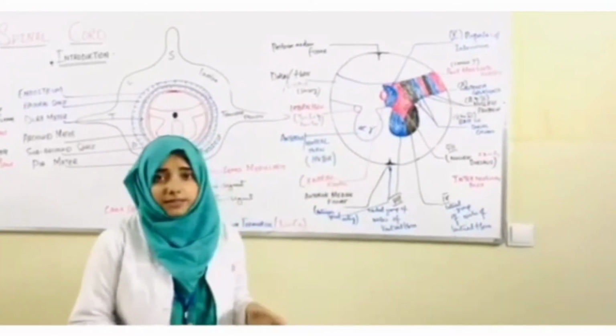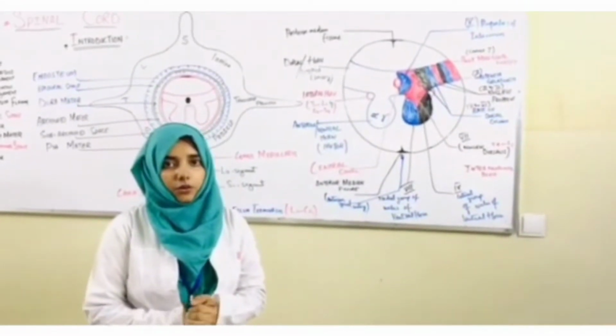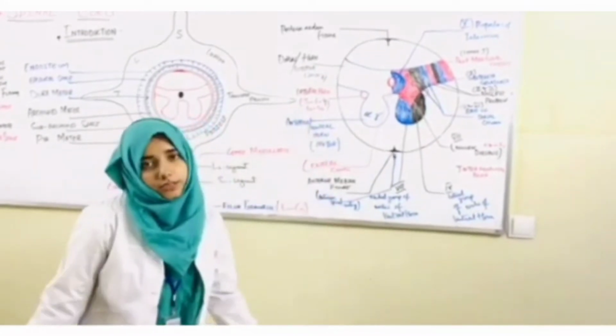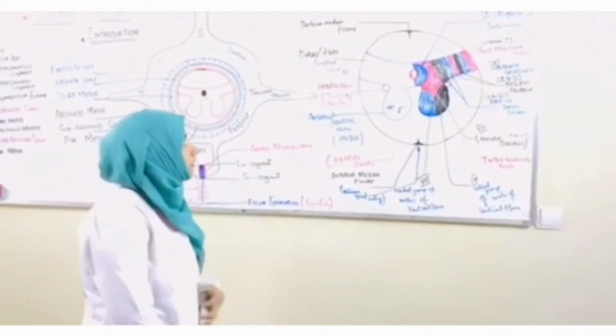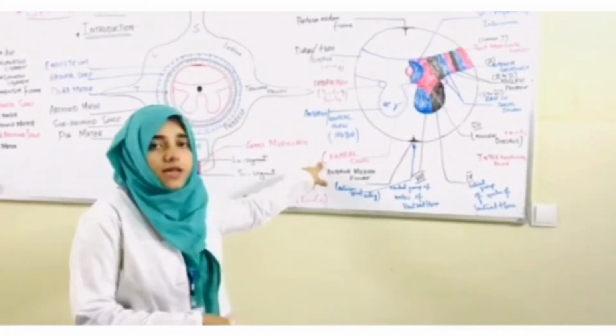The dorsal horn is sensory, and the anterior horn gives the motor output, and the lateral horn is only present in some areas from T1 to L2 and S2 to S4. And then we have the central canal in the center that contains the CSF.